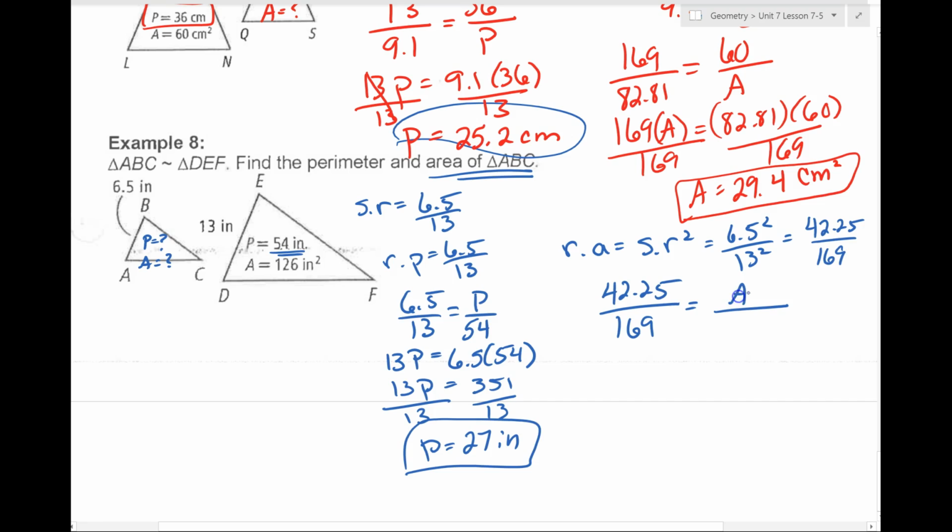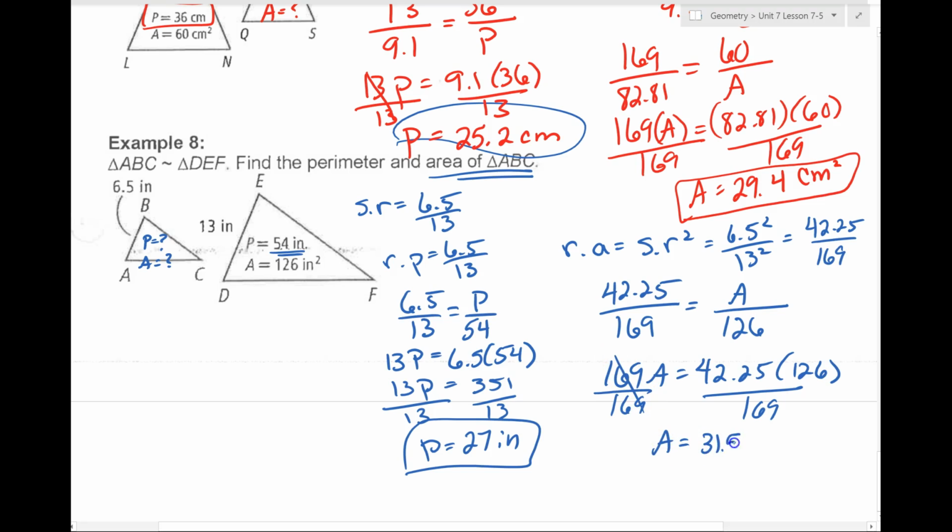remember, area of the small one to the area of the larger one. Cross multiply, and then divide by 169. All right, so let me get there. Double check my math. My friends, I got the area to be 31.5 square inches.